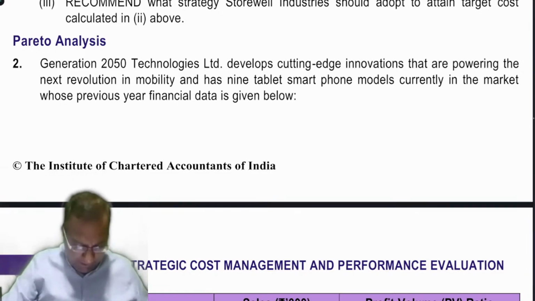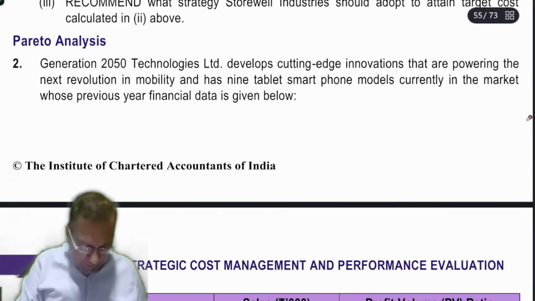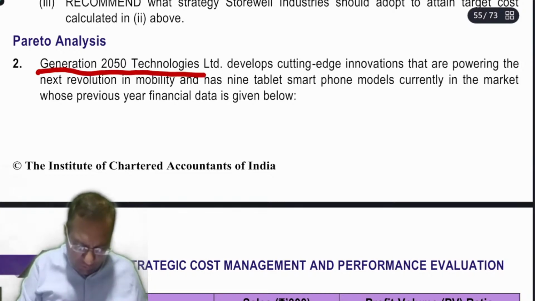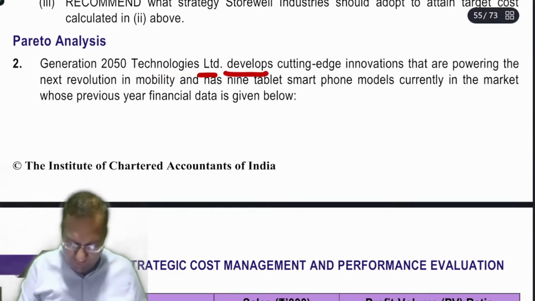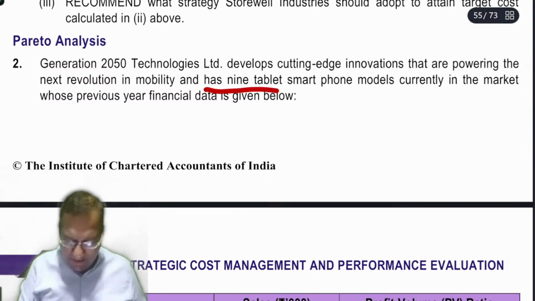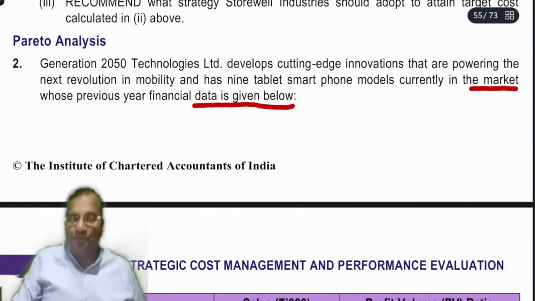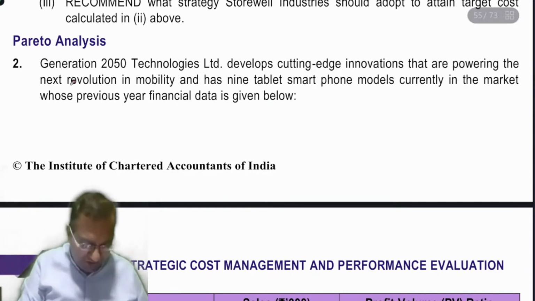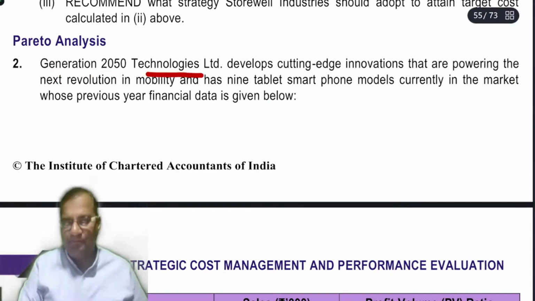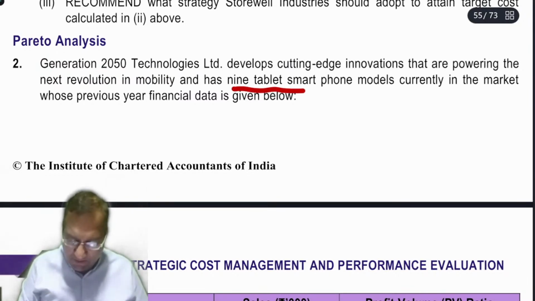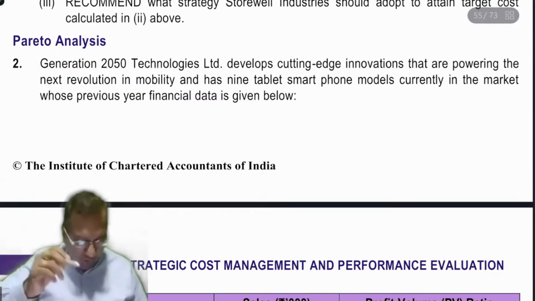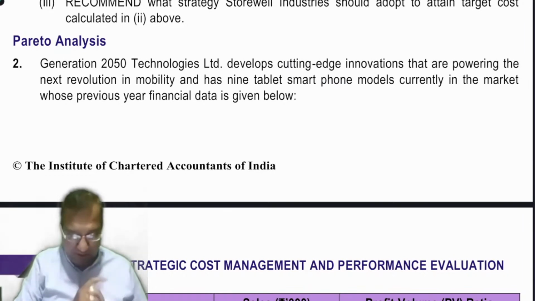Okay, can I start? Generation 2050 Technologies Limited develops cutting-edge innovation that is powering the next revolution in mobility, and has 9 tablet smartphone models currently in the market, whose previous year financial data is given below. So the name of the company is Generation 2050 Technologies Limited. They have 9 tablet smartphone models, and we have been given the data of the previous financial year.